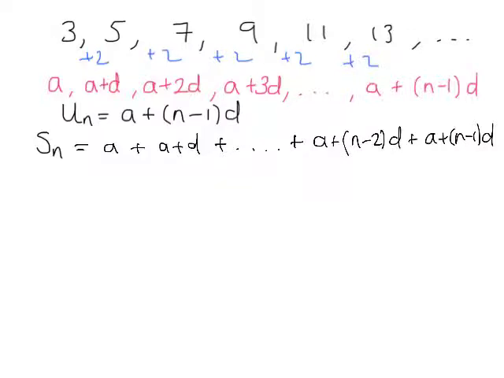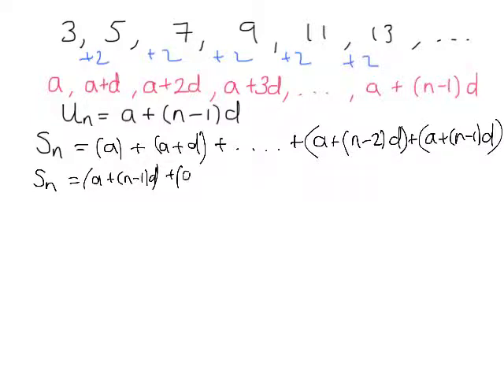Okay, so another way that we can write this sum is to do the same thing, but this time in descending order. So we've got a plus n minus 1 d, our nth term. I'm just going to put brackets around these so we can know which term they are referring to. Plus our n minus 1th term, which is a plus n minus 2d. All the terms in the middle, plus our second term, a plus d, and our first term, a.